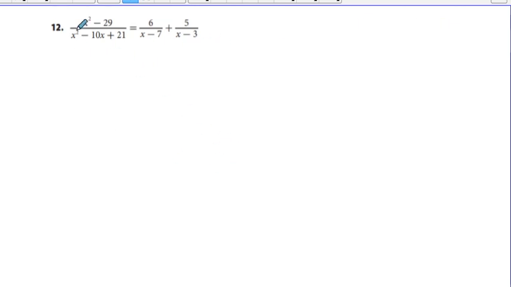So let's go ahead, and the first thing we're going to do is find our least common denominator. And we're going to factor this x squared minus 10x plus 21. And what does that factor out to? We have x and x.